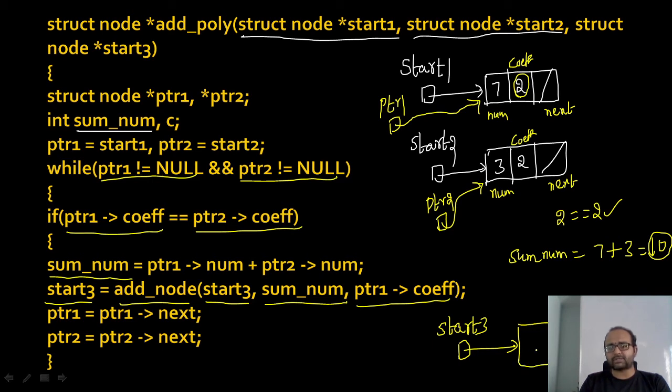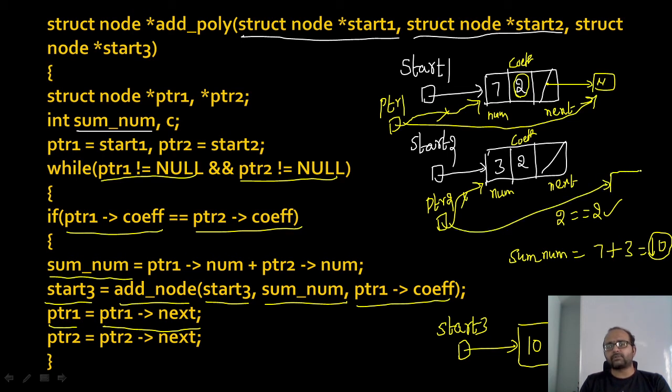In the first part it is going to place sum underscore num which is 10, and in the second part it is going to place a coefficient which is 2, and the third part is basically null. Okay, so now we have to move this ptr1 equal to ptr1 arrow next. So in this case ptr1 will be pointing to the next. Basically this is pointing to null, right? So both are pointing to null, and here also ptr2 will be pointing to null.